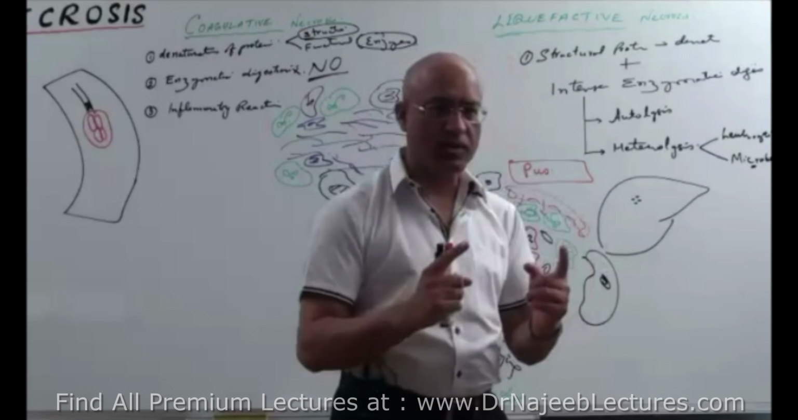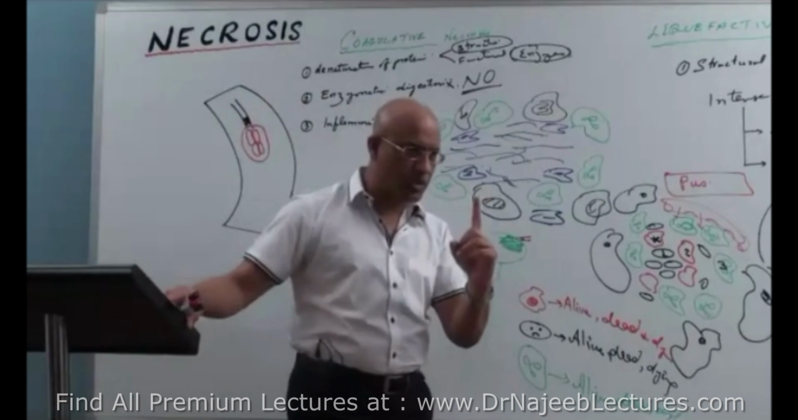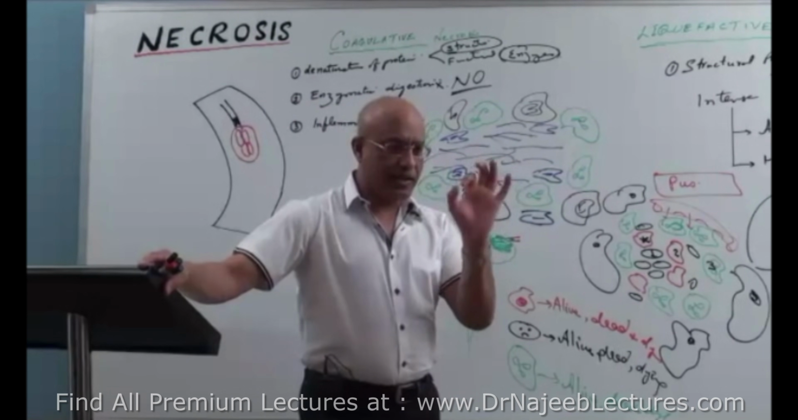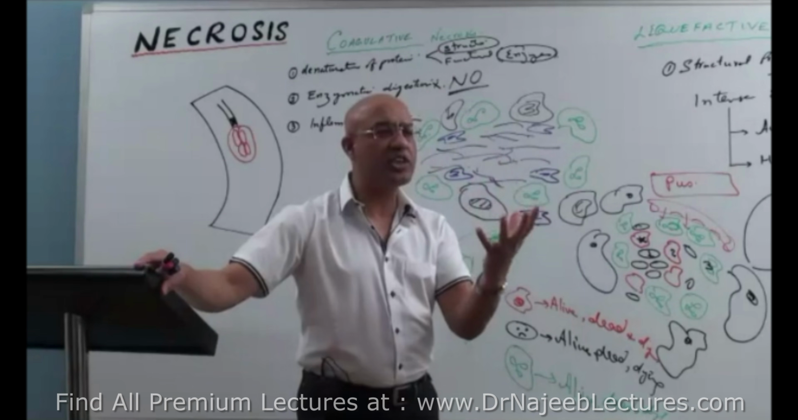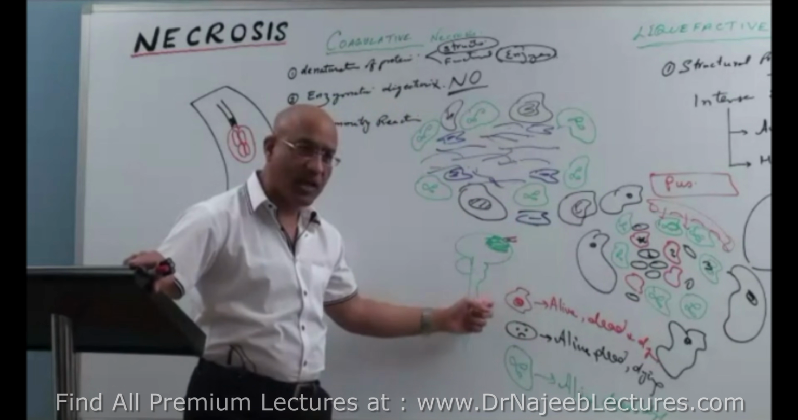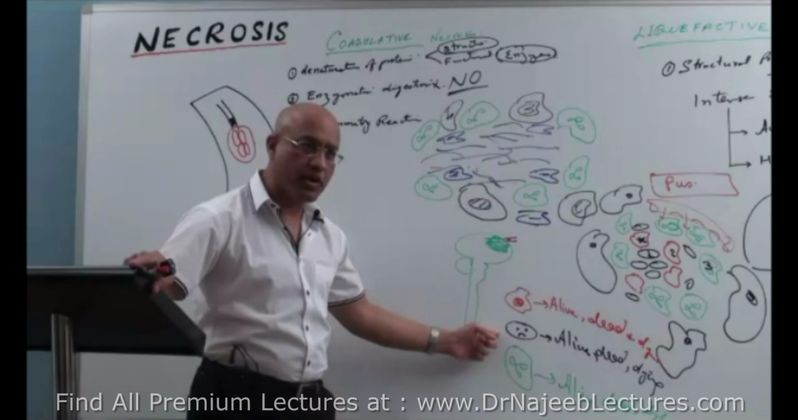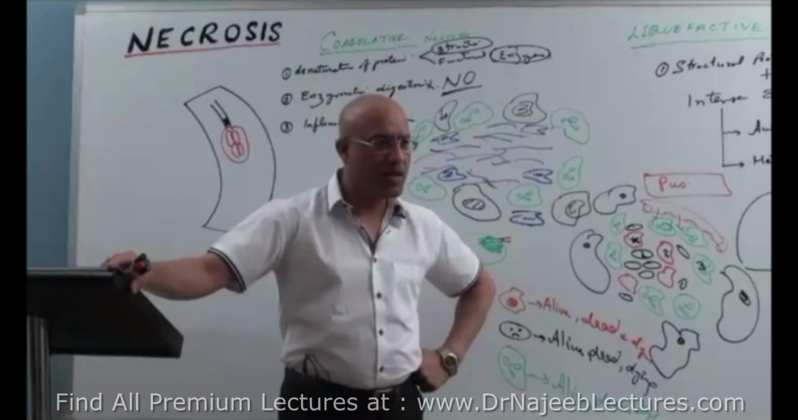So from now onward, if someone asks you what is pus? Pus is an area of liquefactive necrosis. And what is the composition of pus? It's a protein-rich exudate having a lot of alive, dead and dying local cells, alive, dead and dying microbes, alive, dead and dying neutrophils. Am I clear?